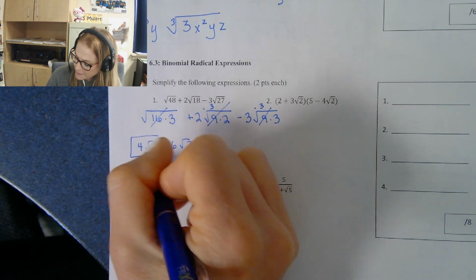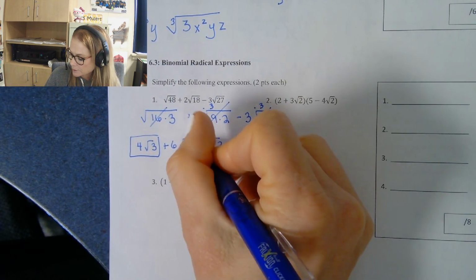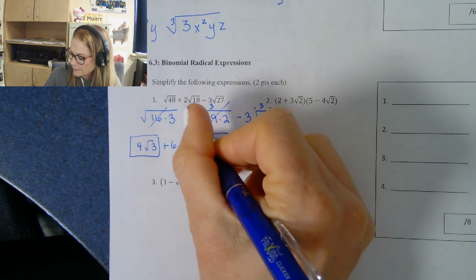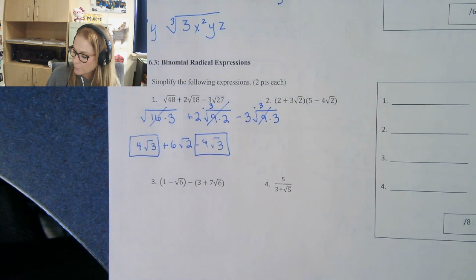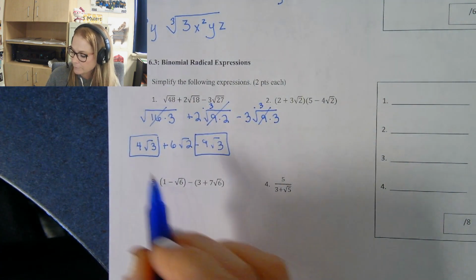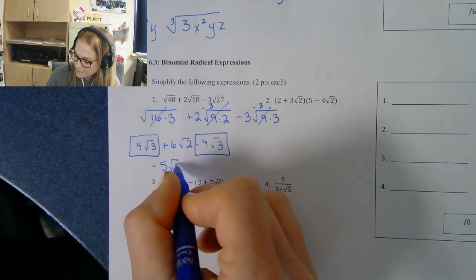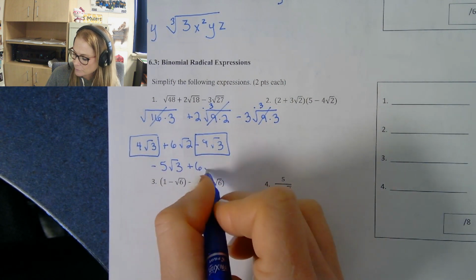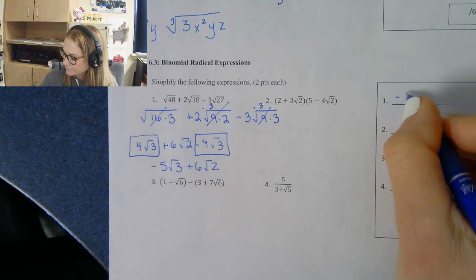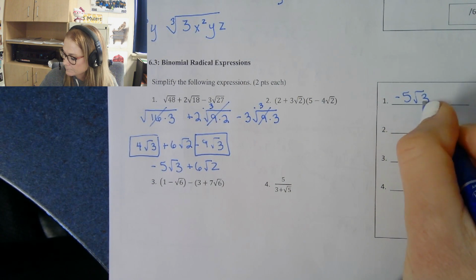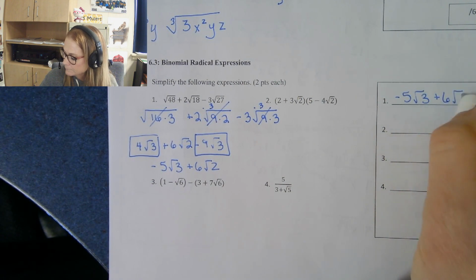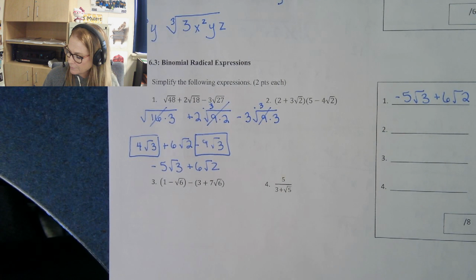So what I see here is apples with apples, oranges with oranges, if you will. Like terms here are the root 3. So I have how many root 3s? Positive 4 and negative 9. So negative 5 root 3s and a positive 6 root 2. All right, so there's that one.